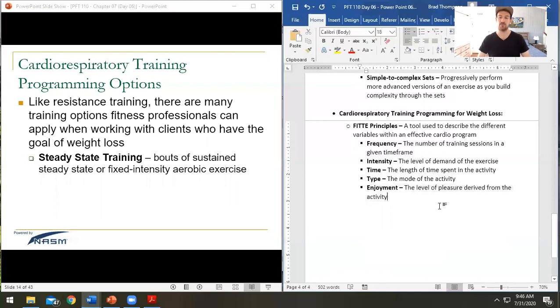So that right there is an example. Both of those are examples of steady state training, right? Where you're doing specific cardio over a specific period of time. And like resistance training, we've got a lot of different options here. First one we're going to look at is steady state cardio, this type of cardio that's kind of forgotten about or shunned at this point in the fitness industry.